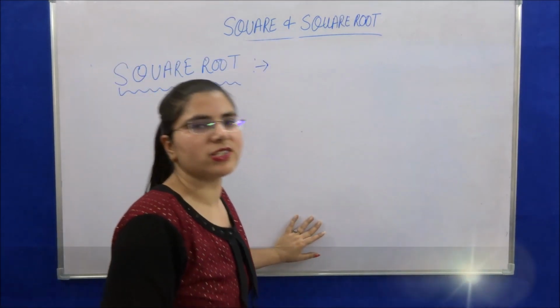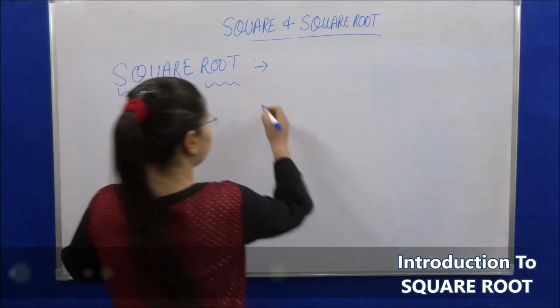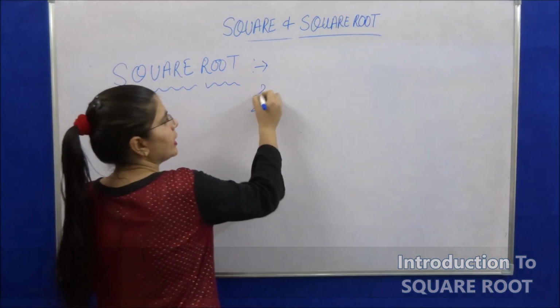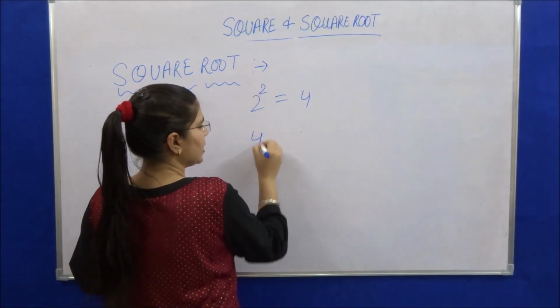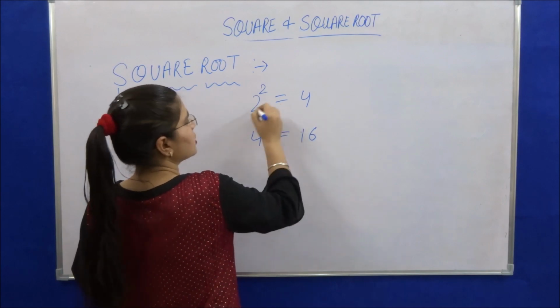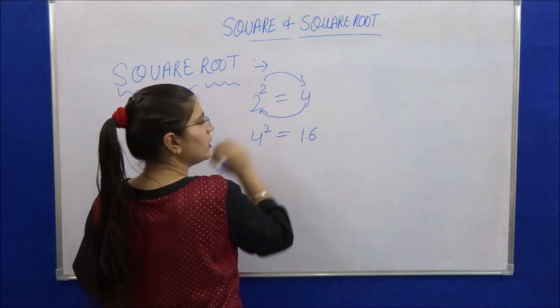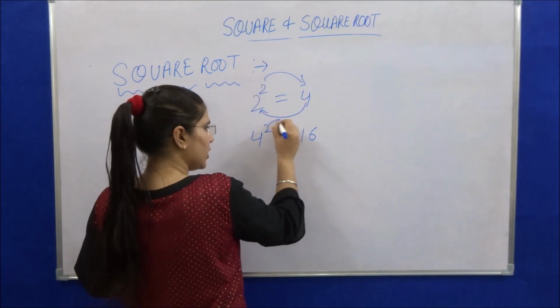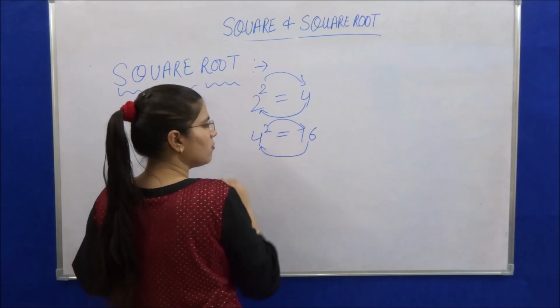Now we will understand the meaning of square root. If we consider the number 2, the square of 2 will be 4. In a similar way, consider the number 4, then the square of 4 will be 16. So the square of 2 is 4 and the square root of 4 will be 2. In a similar way, the square of 4 is 16 and the square root of 16 will be 4.